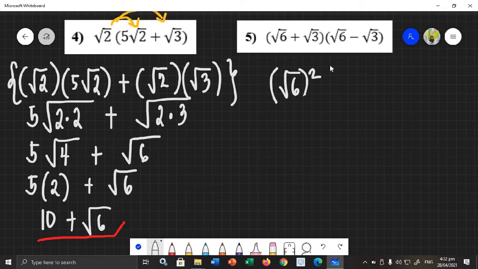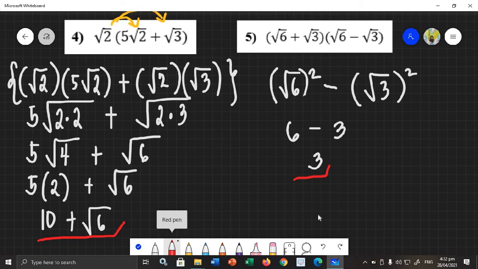So the steps in finding the product of this type of expression is we need to square the first term and then put a minus sign to separate the terms, and then we need to square the second term also. Square root of 6 squared is simply 6 minus square root of 3 squared is simply 3. So we have 6 minus 3 and that is equal to 3. That is now the product of example number 5.